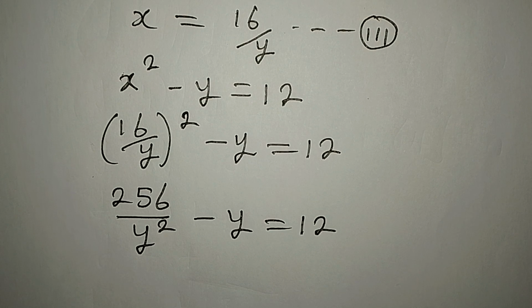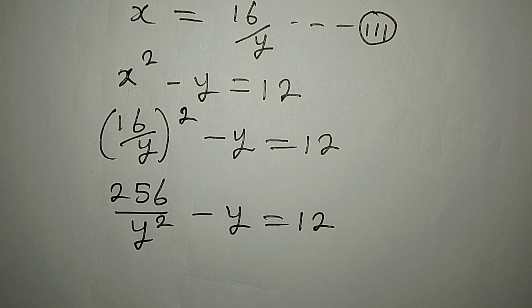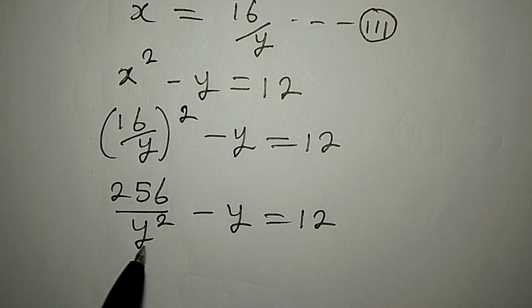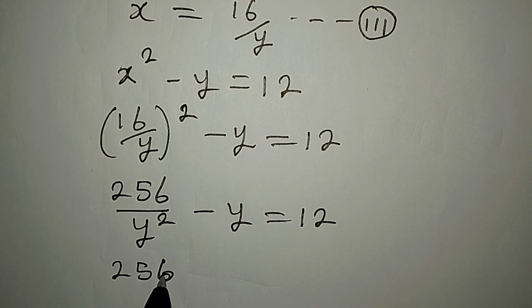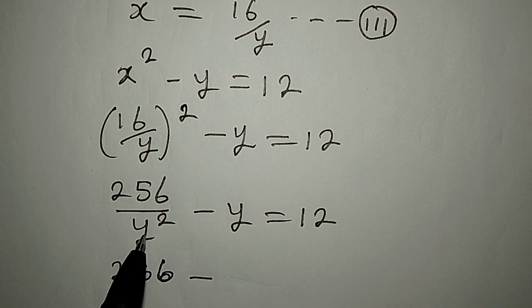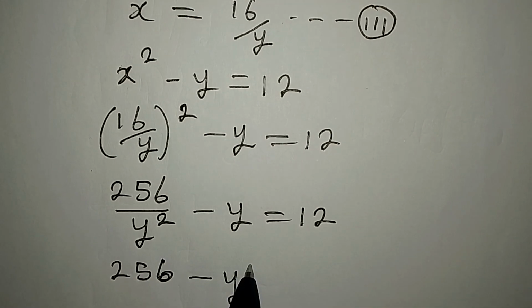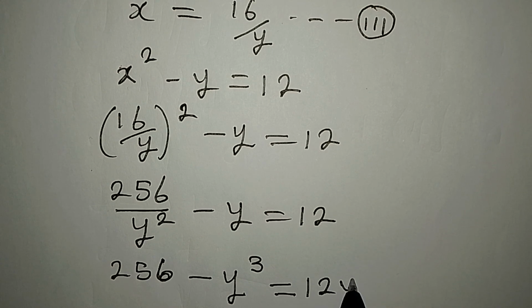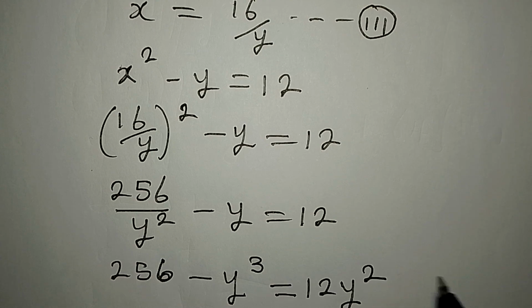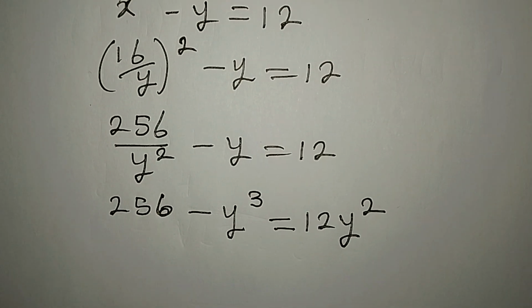Then the next thing we are going to do is to multiply everything by y squared. So here we'll be having 256. The y squared will cancel itself from here, minus y squared times y will give us y cubed. This will be equal to 12y to the power of 2. So from here we are going to continue.